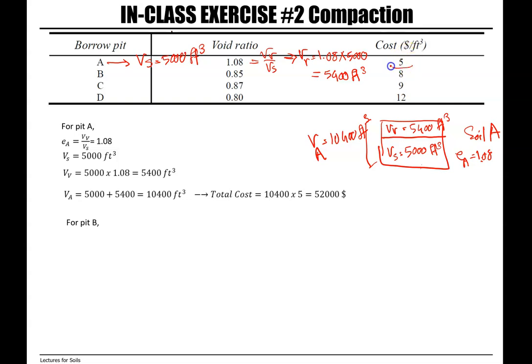We also know that it will cost $5 per cubic feet, so the total cost is 10,400 cubic feet times $5 per cubic feet. So the total cost to bring material from pit A for our embankment fill is $52,000.